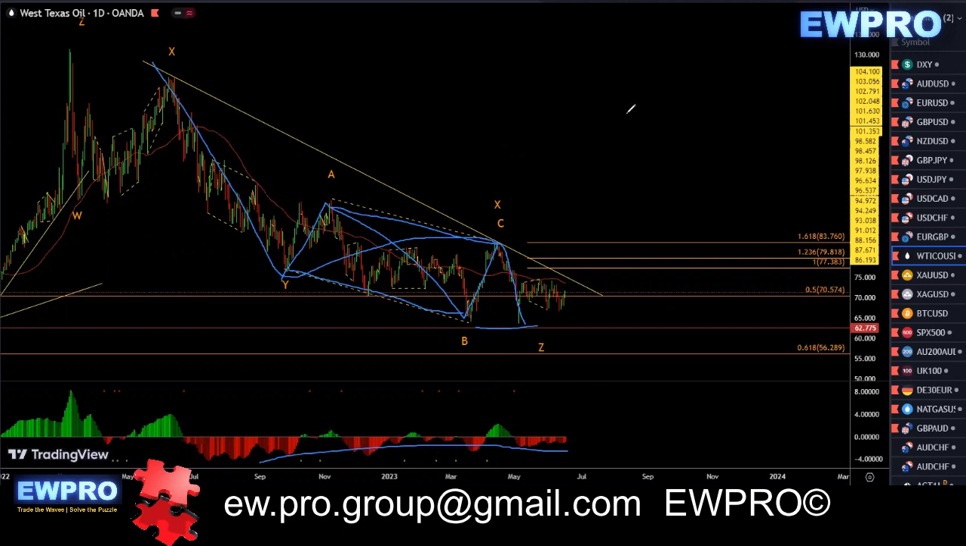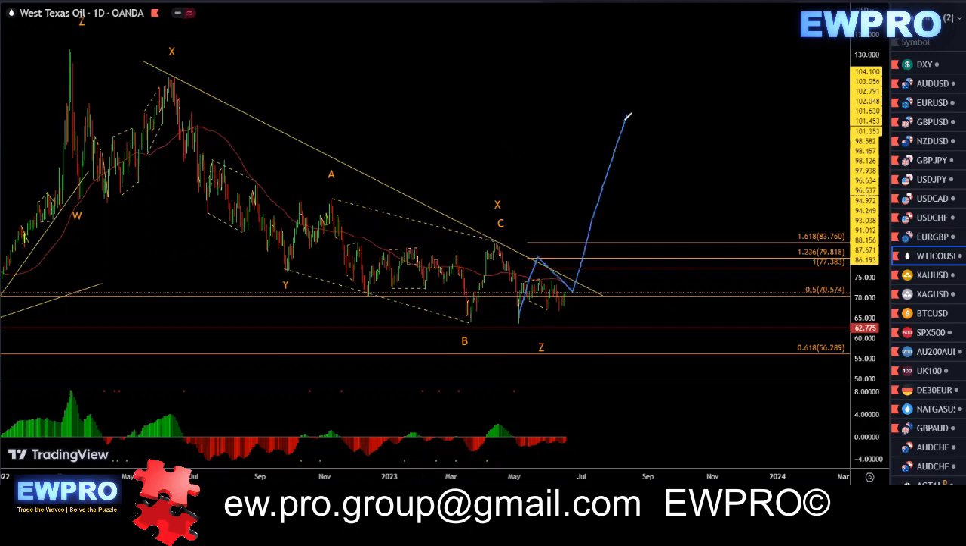The problem here is, we didn't get a nice impulse up, correction, and then upside. We don't have a cross up on the MACD. We don't have any trend line break, nothing. This is looking corrective for possibly another one down.